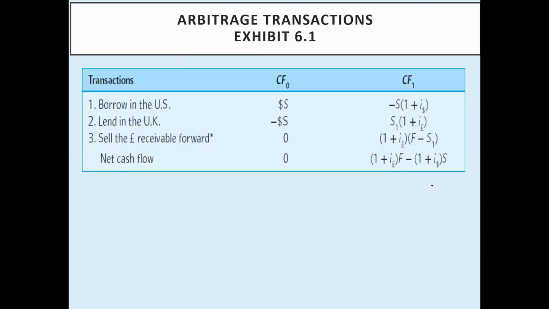So to conduct this arbitrage strategy, these are the transactions that we need to do. And this is summarized on the slide here, okay? So here I'm going to be borrowing in the US. And if I borrow at time 0, I will be receiving the money from my lender. But in the future, I'm going to be paying my lender, okay? So I'm going to be paying the future value of what I borrow at the start. And therefore, this will be a cash outflow for me in the future, okay?